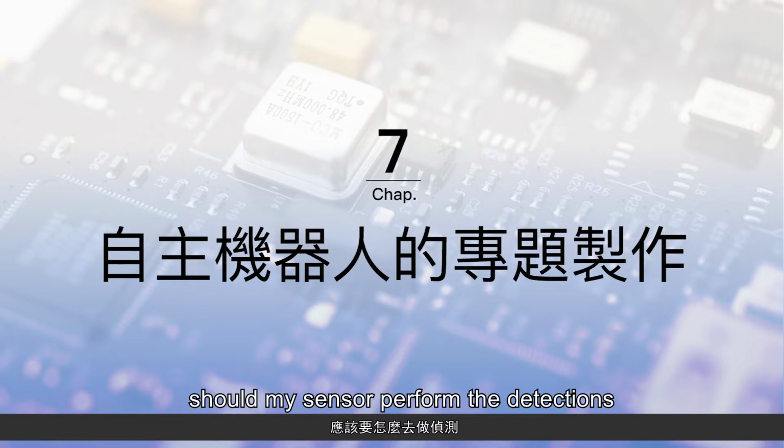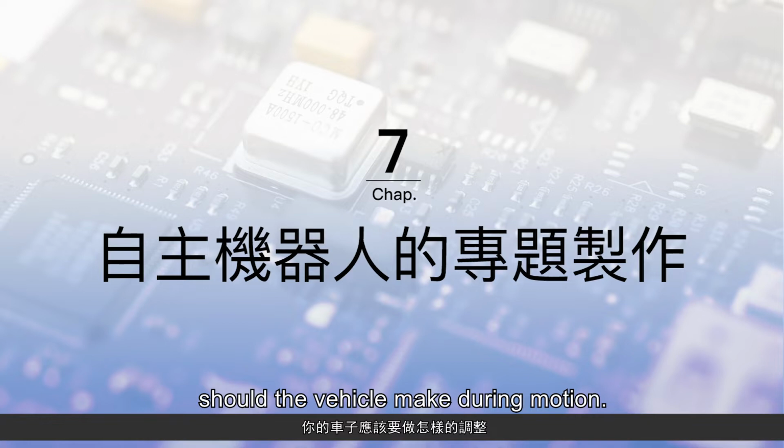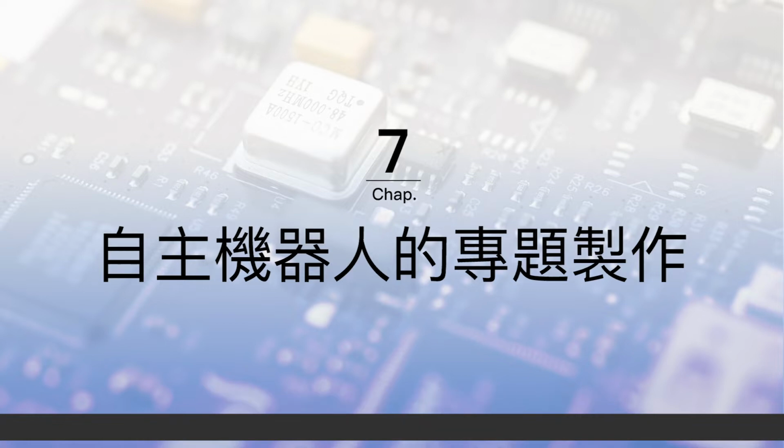How should my sensor perform the detections, and how do I observe each one of these approaches? What rules should be established, and how should the assertion be performed? What kind of adjustments should the vehicle make during motion?